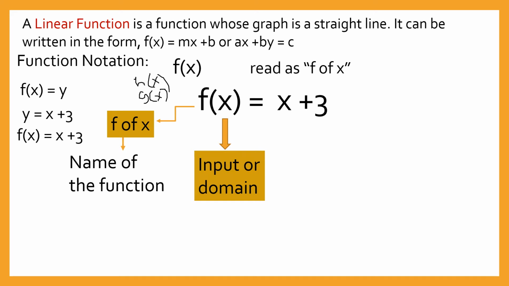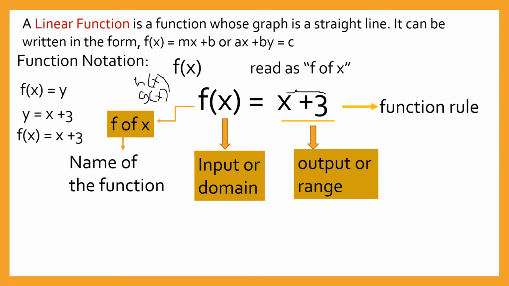Now, that x is what we call the input or the domain. And the x plus 3 here is what we call the function rule. Function rule tells us what we're going to do, the process. And if we simplify or perform the function rule, the result is what we call the range or output.